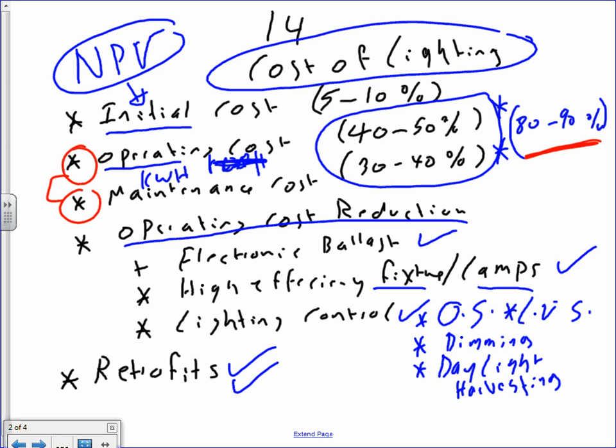There is a book. I'll bring it to you guys. Look at it. NFPA has a book. It's called 70B, not 70E. You're looking at it right here. 70B. It's the maintenance procedure for commercial and industrial buildings.